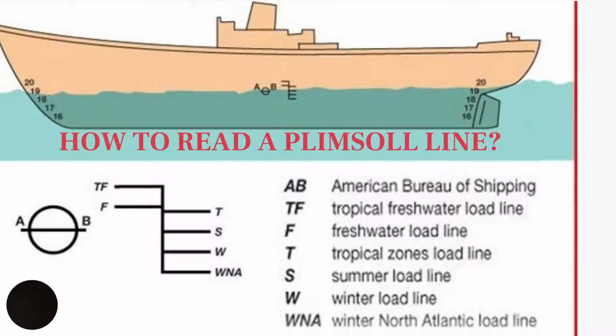How to read a Plimsoll line? This is the example of how Plimsoll line looks like. AB stands for American Bureau of Shipping, TF stands for Tropical Freshwater Load Line, F stands for Freshwater Load Line, T stands for Tropical Zones Load Line, S stands for Summer Load Line, W stands for Winter Load Line, WNA stands for Winter North Atlantic Load Line. But I will not explain it now, I will explain it later on the other slide. Let's proceed to the next slide first.